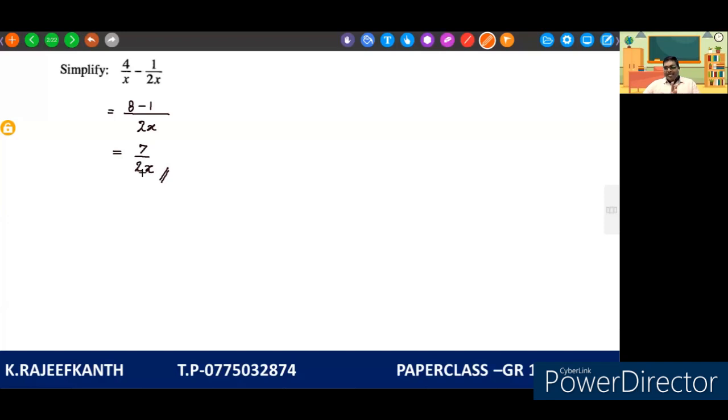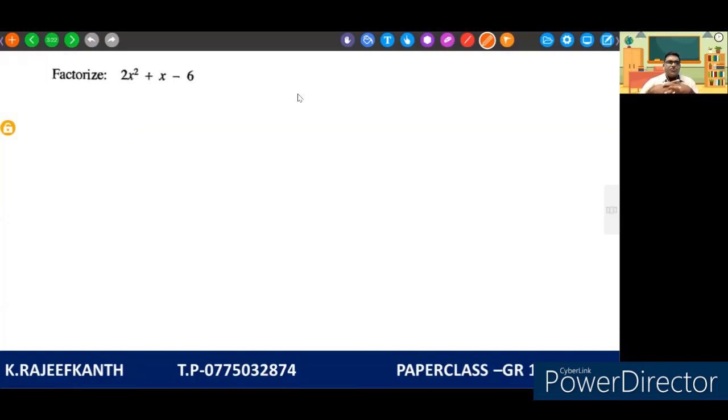Right? Here the denominators are different. So we should find the LCM of x and 2x. Then the LCM is 2x. In 2x, there are 2 times x, so 2 times 4 is equal to 8. Here in 2x, there is 1, so 1 times 1 is equal to 1. Then 8 minus 1 is equal to 7 over 2x. Then second question.